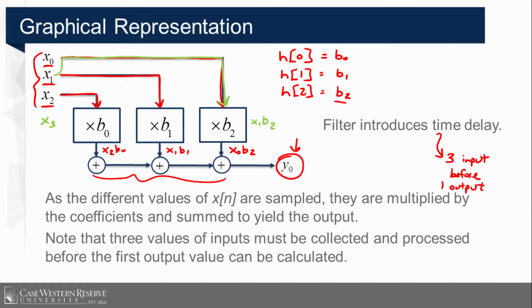We then will take our input value x2 and multiply it by b1. So we'll have x2 times b1. And then we'll take this third input value here, x3, and we'll have x3 times b0. And we'll add up all of these terms here in order to get y1. All right, again, though, we had to wait for x3 to be collected before we could calculate this y1 output. So again, we have the same delay, but there is a delay that is associated with using this digital filter.